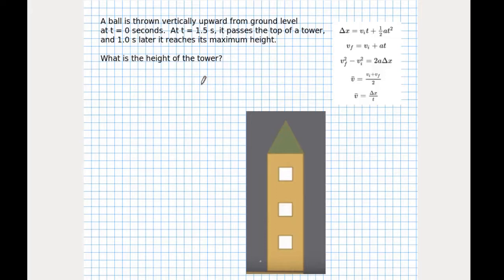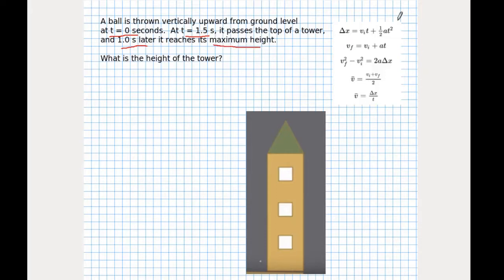So here's the example. So we've got a ball thrown vertically upward from the ground level at time t equals 0 seconds. At t equals 1.5 seconds, it passes the top of a tower. And 1 second later, after that, it reaches its maximum height. And the question is, what is the height of the tower?